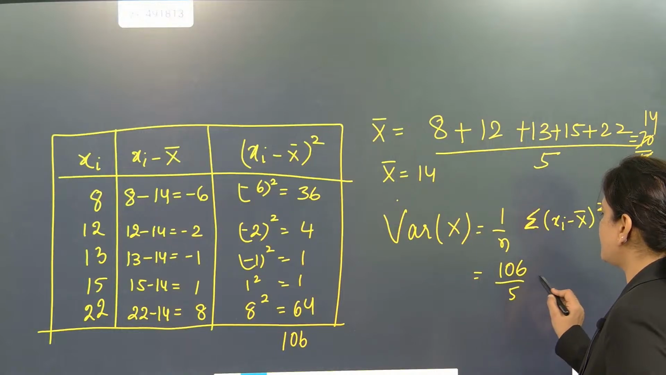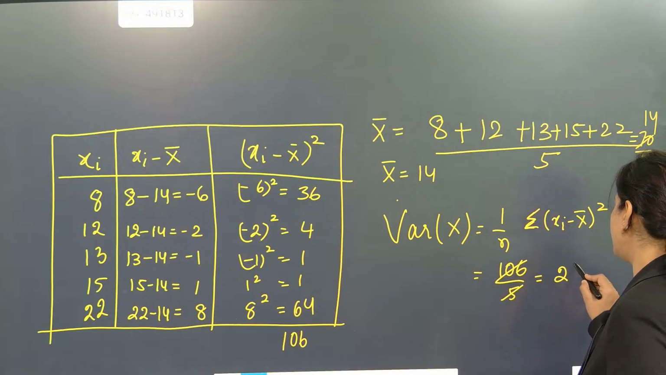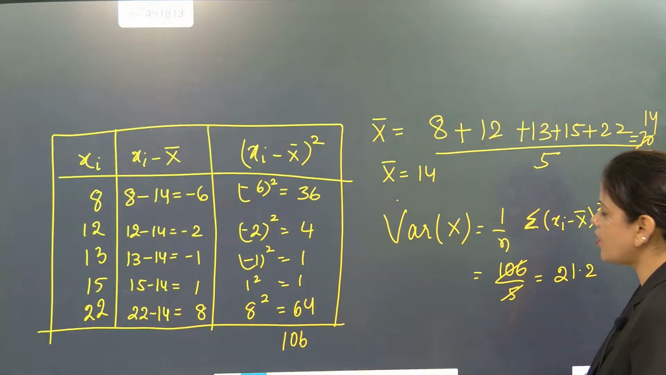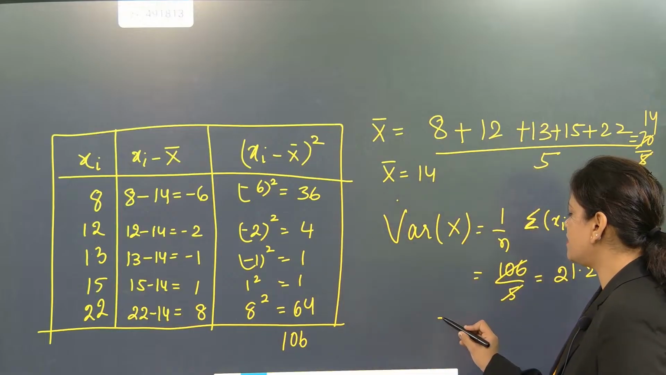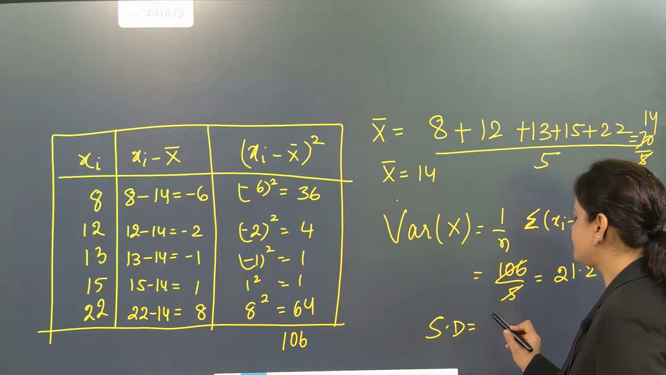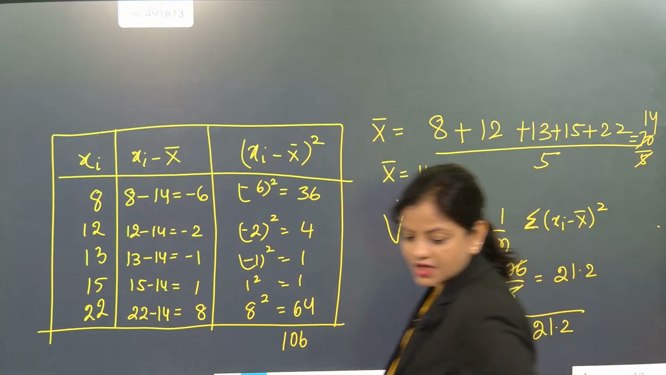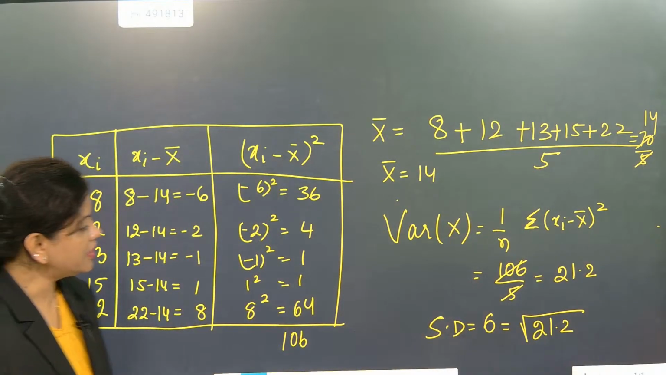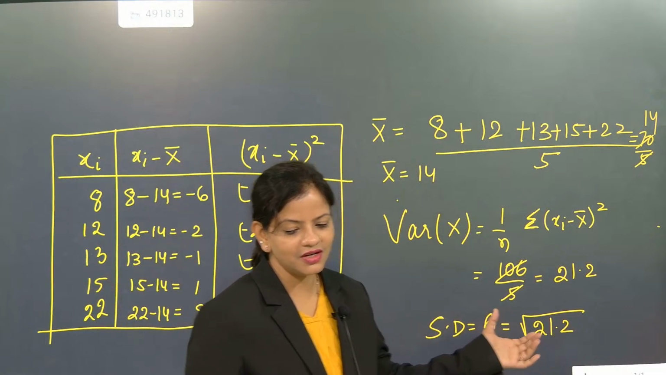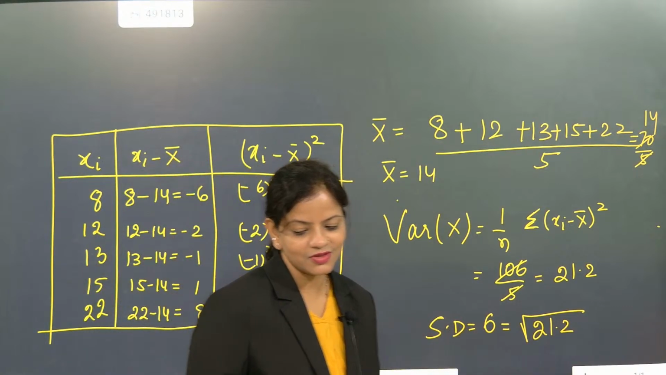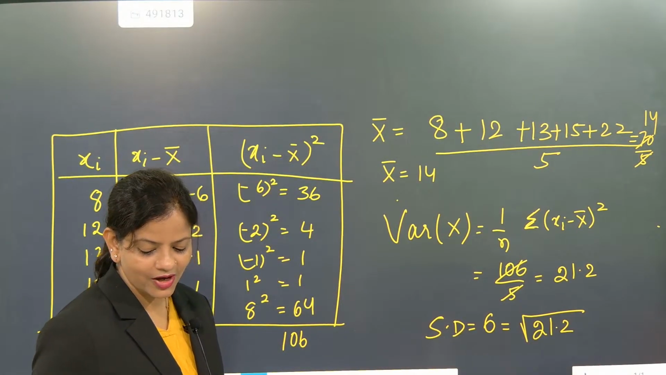106 by 5. When you do 106 by 5, 5 2s are 10, 5 1s are 5, again 21.2. Here the biggest challenge is you have to find the standard deviation. So this is standard deviation, which will become square root of 21.2. The square root you studied in class 8, that operation is done here. Now come on, use the square root method and solve it. The question is not that much; the biggest part is this square root you have to find.